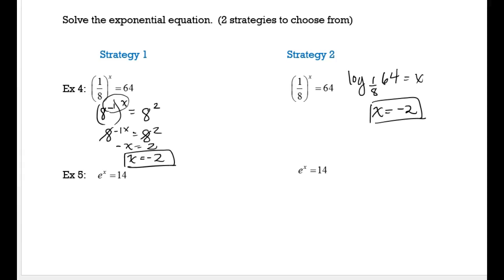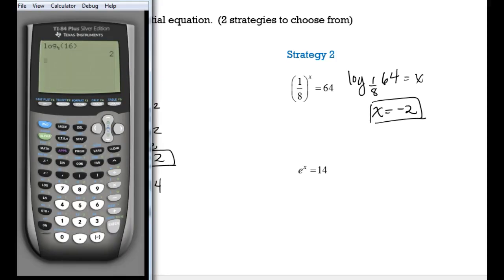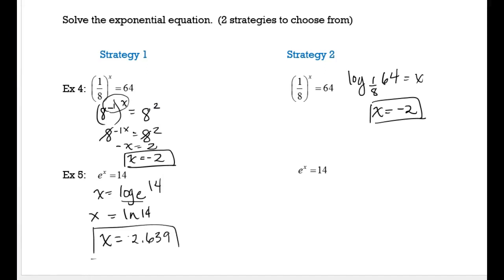Now, what about if the base is e? Or rewrite this as a logarithm. So x is equal to the log base e of 14. All right? So we know a log base e is the natural log. So all I have to do in my calculator is find out what is the natural log of 14. So I go natural log of 14, and there's my answer. Now there's really not another strategy with that one. It's pretty straightforward, so ignore that. You don't really need that one.